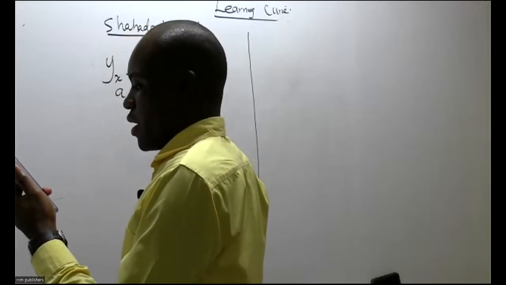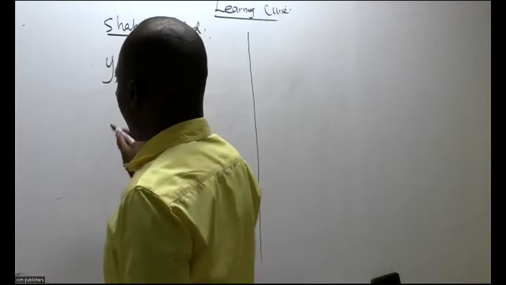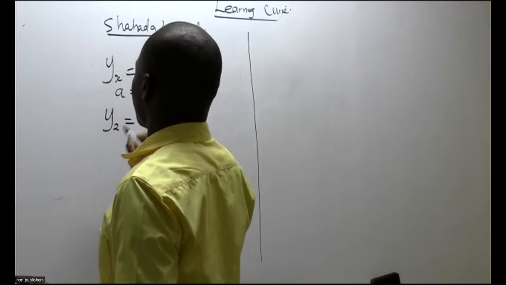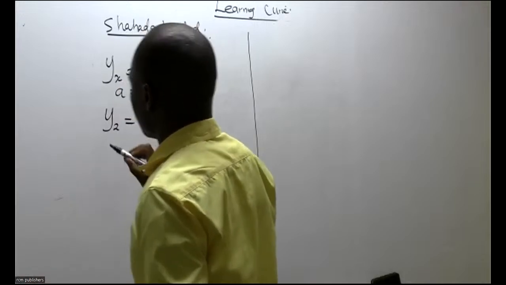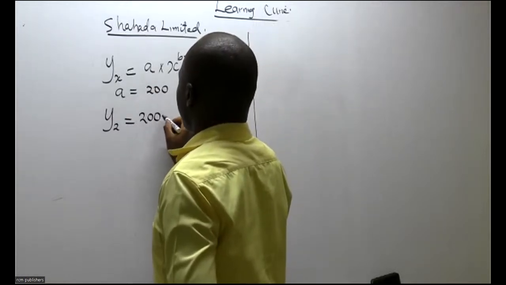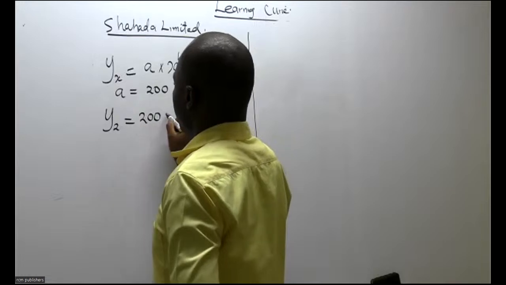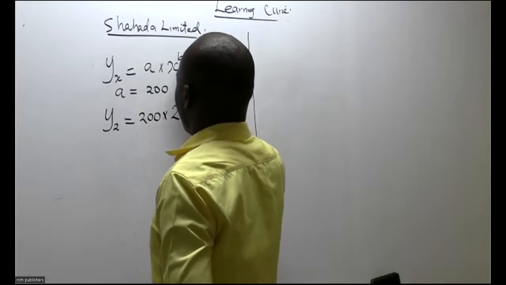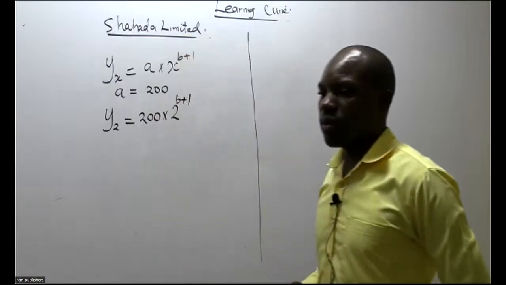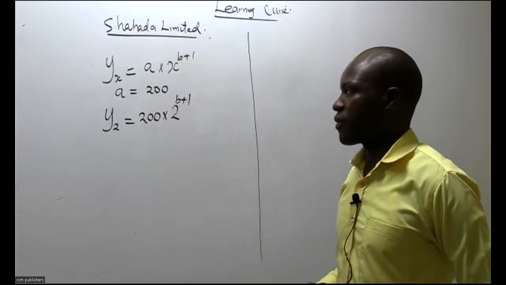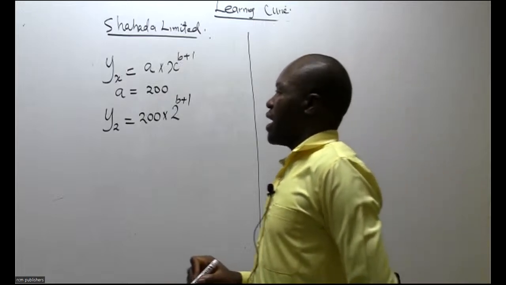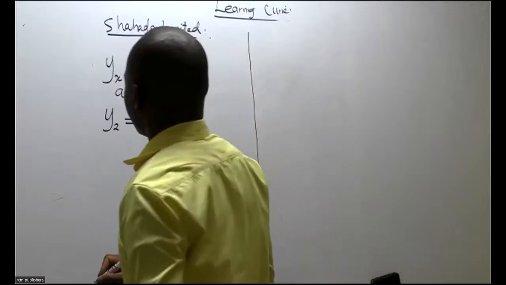Then, another thing that you have been given there, time taken to produce the first 2 units. That is Y of the first 2, which is equivalent to A, which is 200, times X, our X is 2, raised to the power b plus 1. That is what we have there.